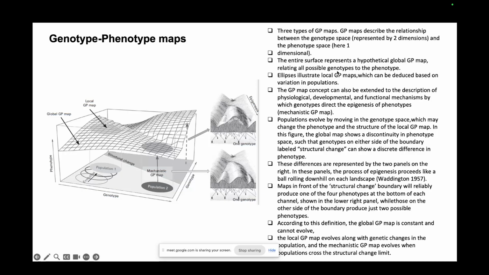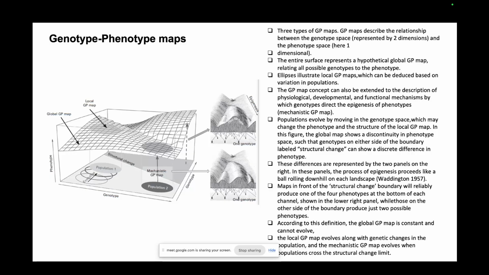Yeah, the entire surface represents a hypothetical global genotype phenotype map relating all possible genotypes to the phenotype. Ellipses illustrate local genotype phenotype maps, which deduce bias based on variation in the population. The genotype phenotype map concept can also be extended to the description of physiological, developmental, and functional mechanisms by which these genotypes direct the epigenesis of phenotypes, which is the mechanistic genotype phenotype map.